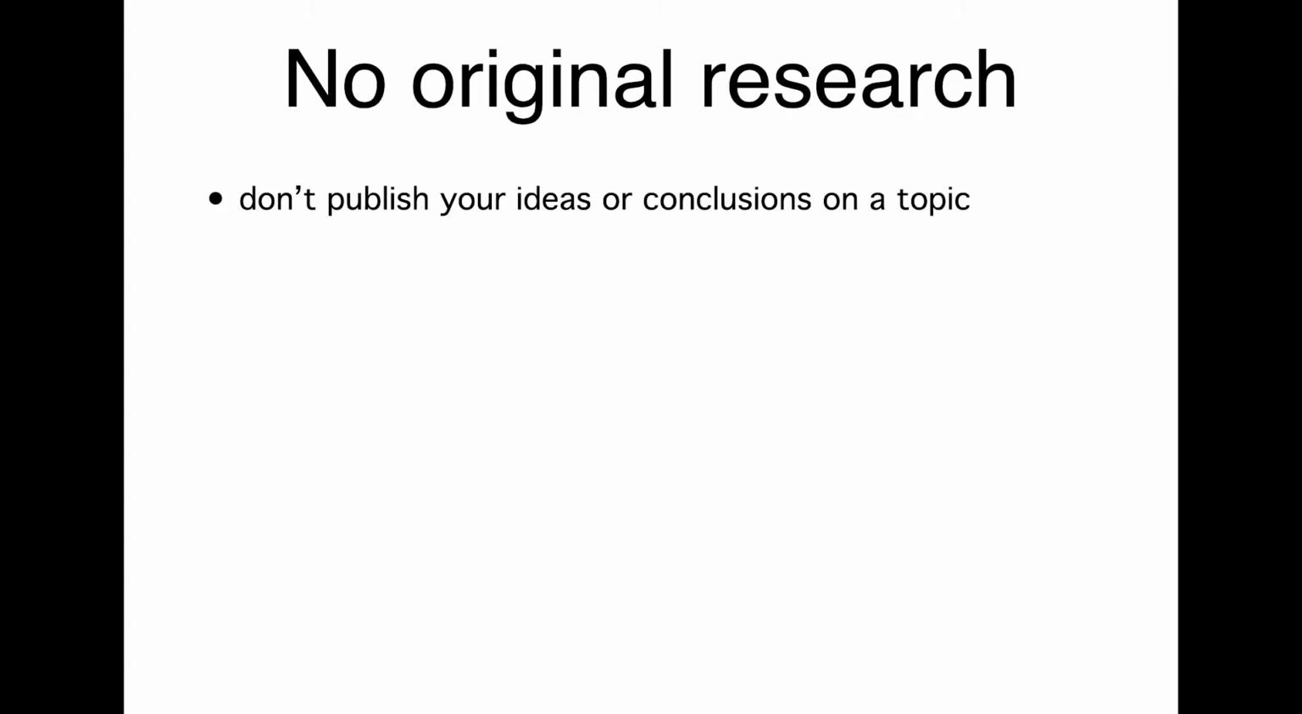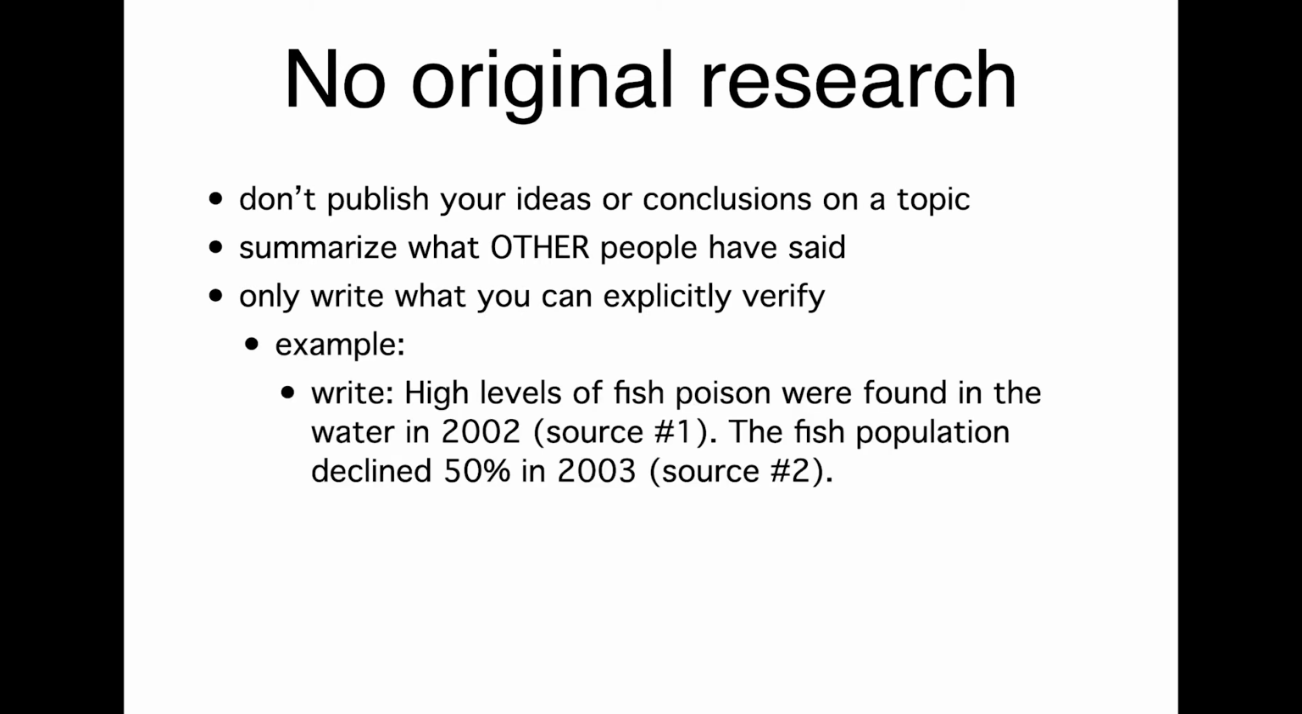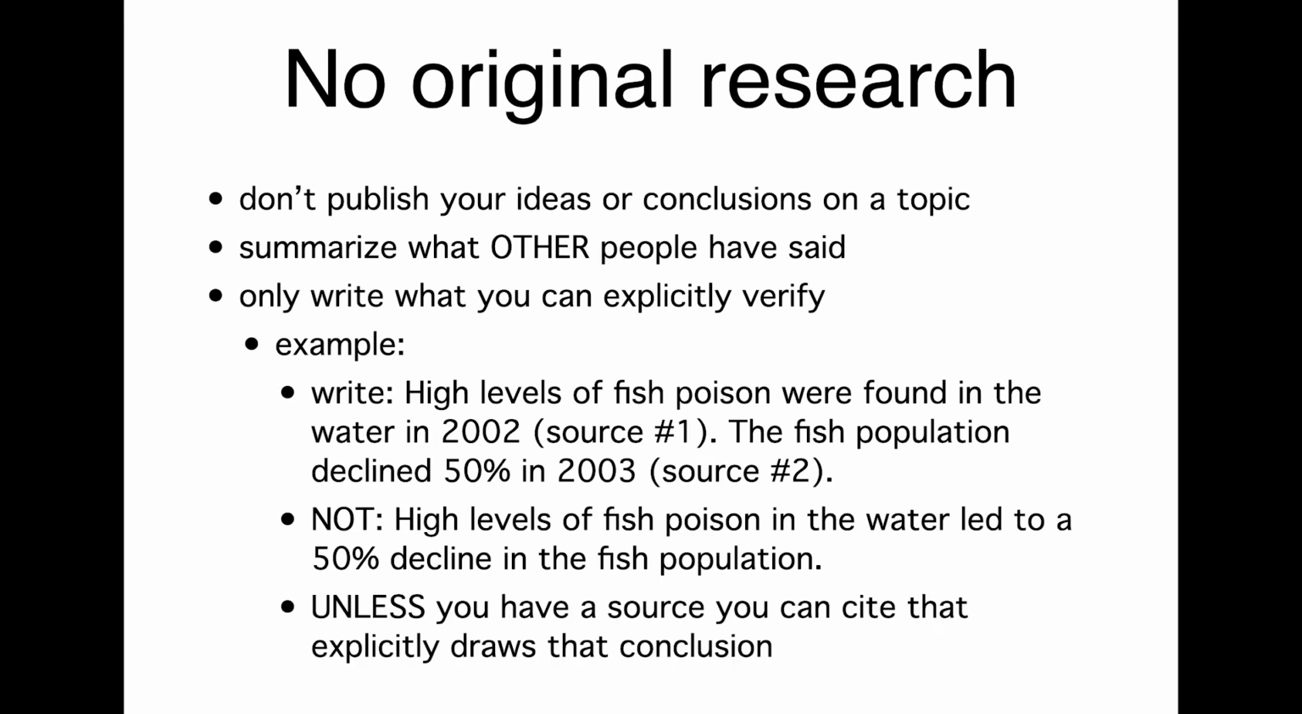Okay, no original research. Don't publish your own ideas or conclusions on a topic. Summarize what other people have said, and only write what you can explicitly verify. So you would write: high levels of fish poison were found in the water in 2002, source 1. The fish population declined 50% in 2003, source 2. Not: high levels of fish poison in the water led to a 50% decline in the fish population, even if you might think that's the case, unless you have a source you can cite that explicitly draws that conclusion. So no drawing it on your own.